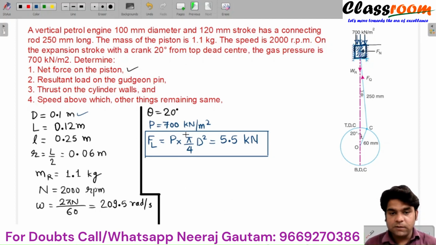Now for the piston effort, there is another force, that is the inertia force acting on the piston. Inertia force is because of the acceleration of the piston when it is moving along this path. And we know that the acceleration of the piston is determined by the relation omega square r into cos theta plus cos 2 theta by n. So for this relation, we have to determine the value of n. So n equals the L by R ratio, L is 0.25, R is 0.06, and after calculating this value, it is approximately 4.17.